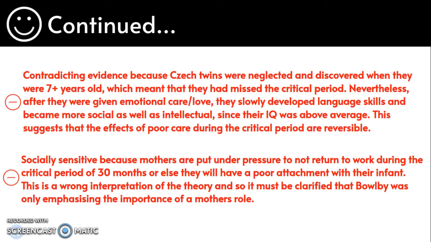A weakness is that there's contradicting evidence because Czech twins were neglected and discovered when they were 7+ years old, which means that they had missed the critical period of 30 months. Nevertheless, after they were given emotional care or love, they slowly developed language skills and became more social as well as intellectual, since their IQ was above average. This suggests the effects of poor care during the critical period are reversible.